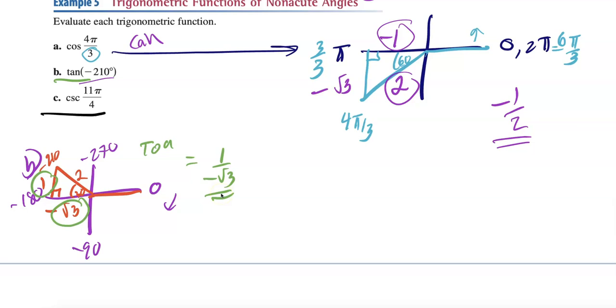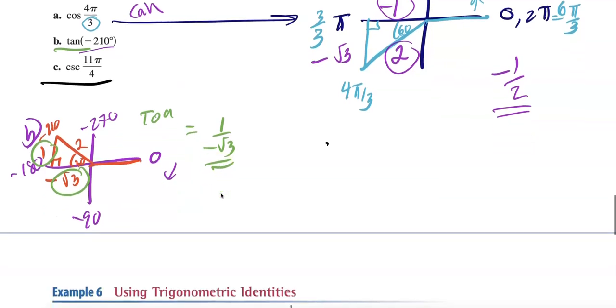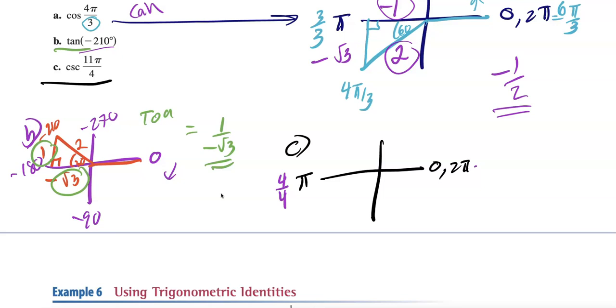Okay, cosecant of 11 pi over 6. So cosecant, I need to draw it. We're going to do C here. Here's 0, here's pi, here's 2 pi. This is going to be 4 over 4, 8 pi over 4. So we have 2 choices, right?